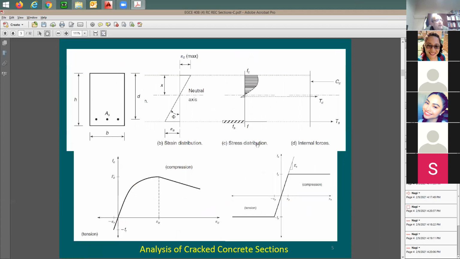Okay. So here's what happened. The strain distribution is going to be like this, a straight line. Now, where's the neutral axis? I'm going to say, here's the neutral axis. We don't know the location yet, but now we need to learn how to figure out the location of this neutral axis.